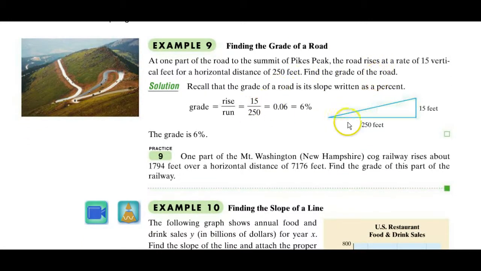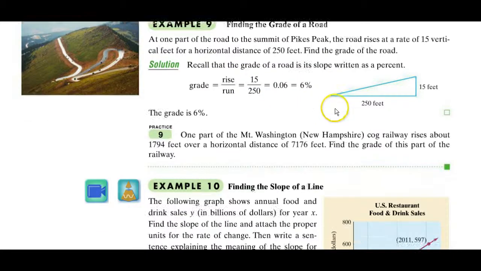Find the grade of the road. Again, just put that in your calculator. 15 divided by this is 0.06, 6%.